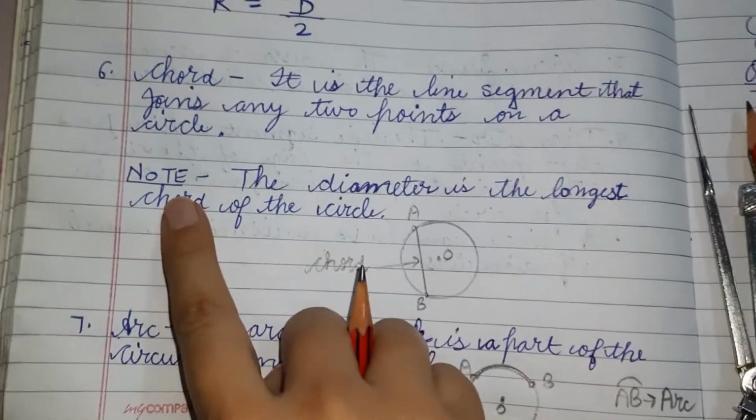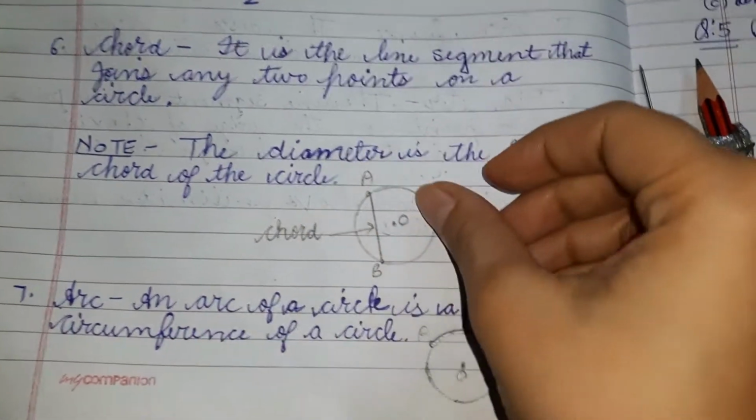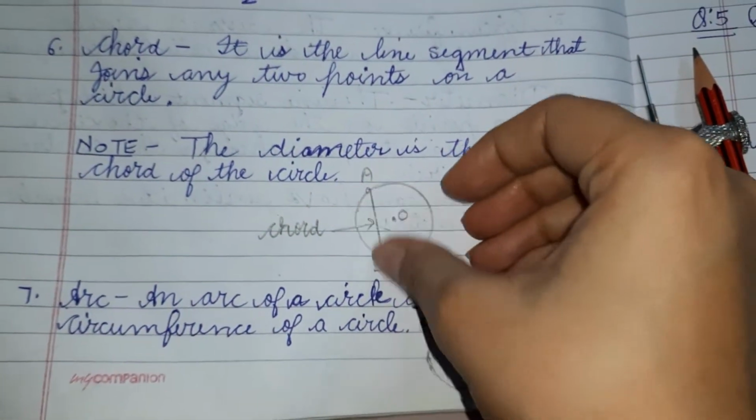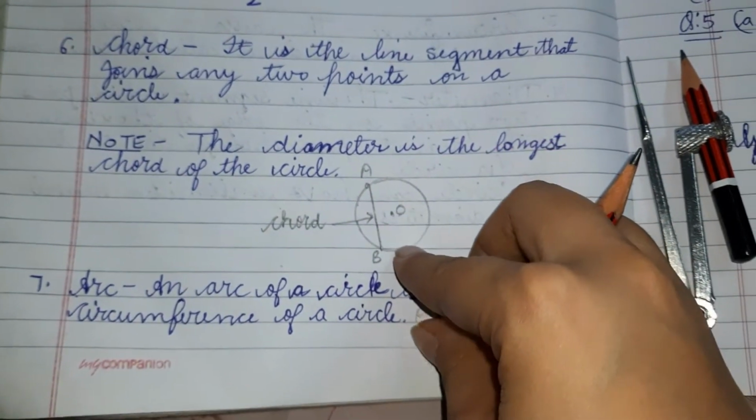Okay, there is an important note that diameter is the longest chord of the circle. It is the longest of all the chords which exist inside the circle. Diameter is termed as the longest chord.